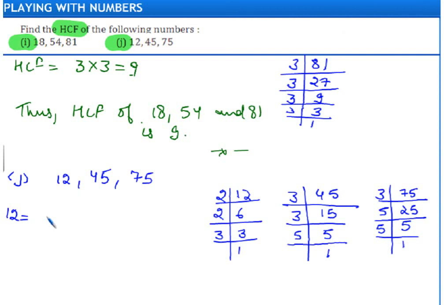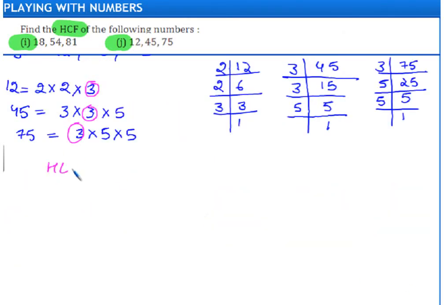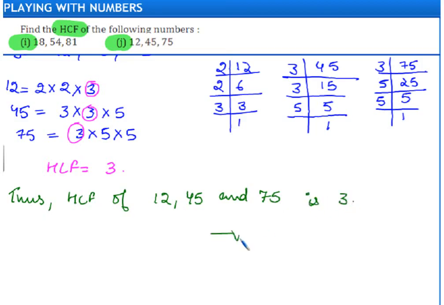Now 12 can be written as 2 multiplied by 2 multiplied by 3. 45 can be written as 3 multiplied by 3 multiplied by 5. And 75 can be written as 3 multiplied by 5 multiplied by 5. Now the common factor is 3. That is the number which is common in the factors of 12, 45 and 75 is 3. Which is the HCF, that is the highest of their common factors. Thus our answer is HCF of 12, 45 and 75 is 3. This completes the solution.